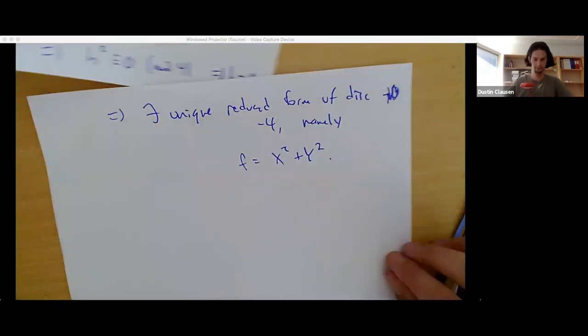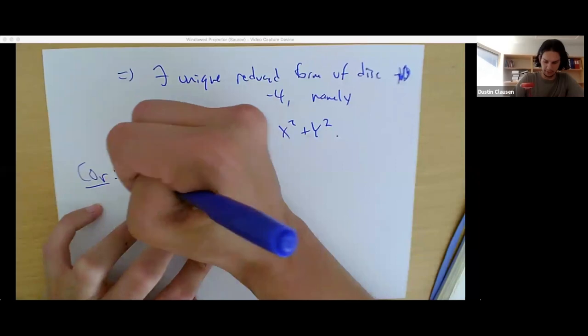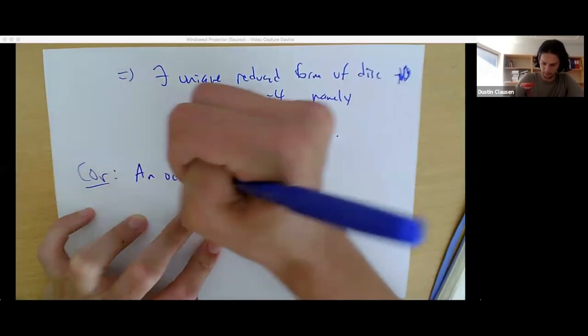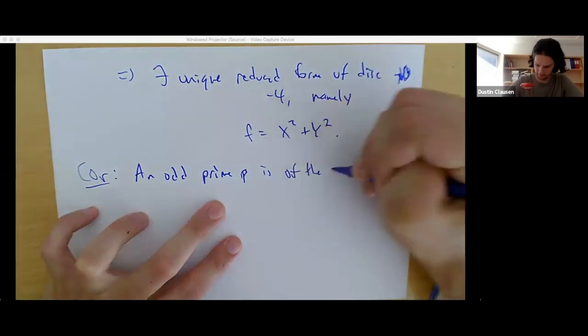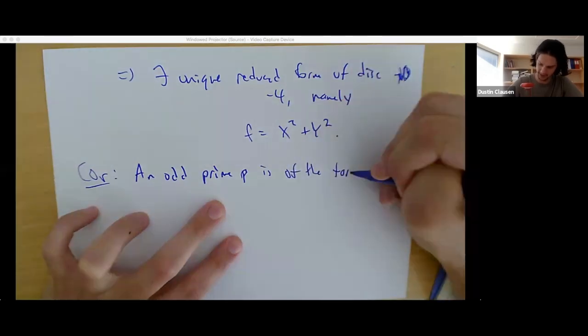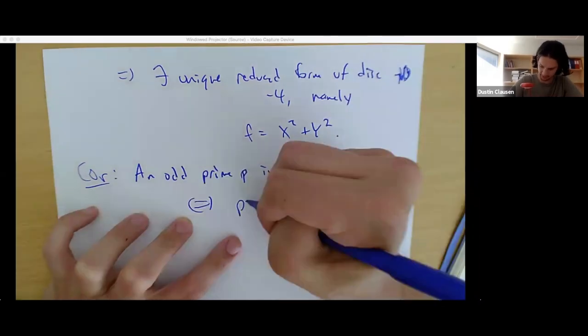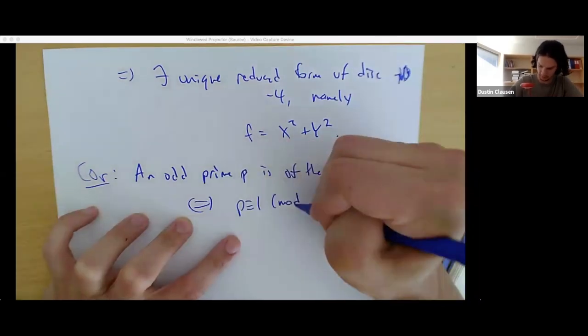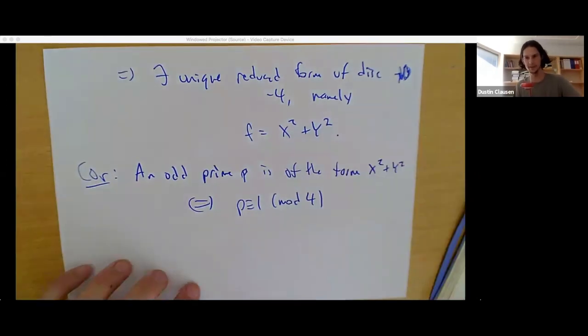So a corollary of this is that an odd prime P can be written as x squared plus y squared if and only if P is congruent to 1 mod 4. So we did it. We proved one of our desired results.